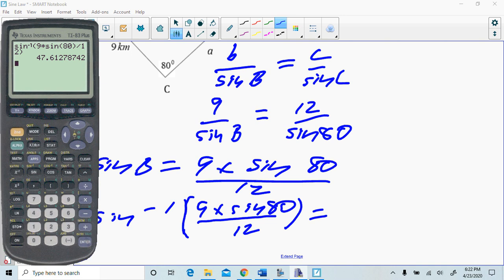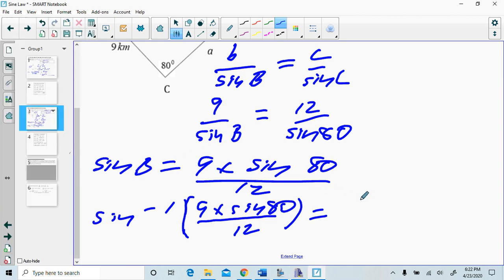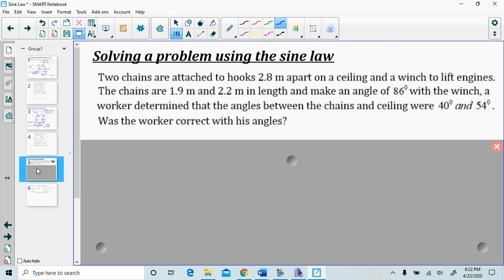And then we get 47.6 in this case. Just write that here. 47.6 degrees. And we had said we want to round this to the nearest degree, so 48 degrees. All right, let's move on to some application.